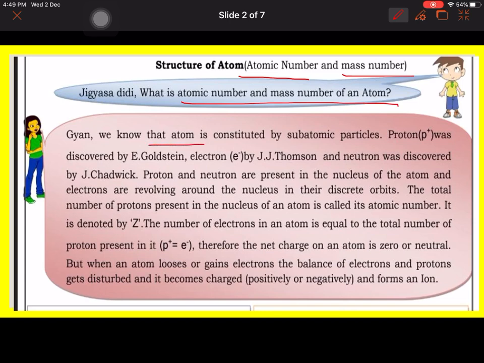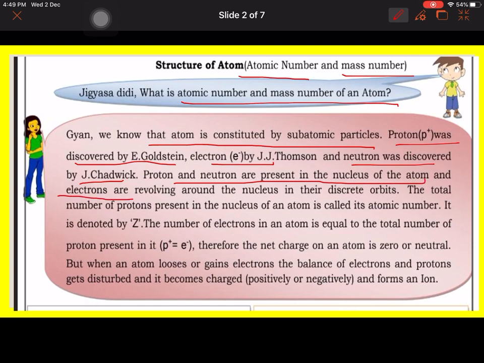Now as we know that atom is constituted by subatomic particles, that is proton, which was discovered by E. Goldstein, electron by J. J. Thomson and neutron by James Chadwick. Proton and neutrons both are present in nucleus. Proton और neutron दोनों जो है nucleus में है and electrons are revolving around the nucleus in their discrete orbits.